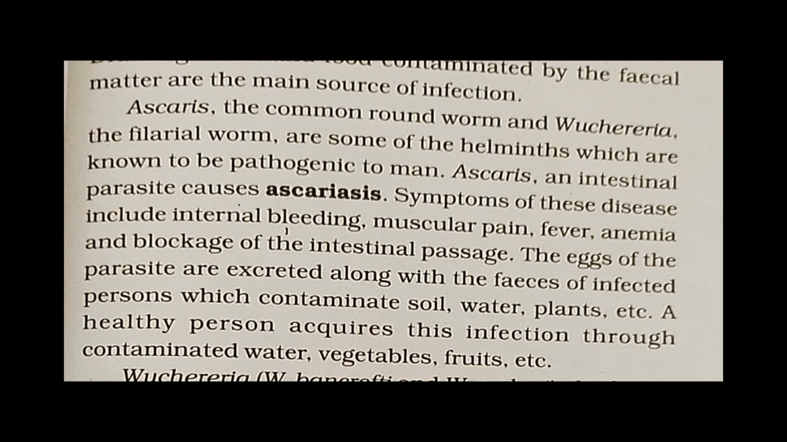Ascaris, the common roundworm, and Wuchereria, the filarial worm, are some of the helminths which are known to be pathogenic to man. Ascaris, an intestinal parasite, causes ascariasis. Symptoms of this disease include internal bleeding, muscular pain, fever, anemia, and blockage of the intestinal passage. The eggs of the parasite are excreted along with the feces of infected persons, which contaminate soil, water, plants, etc. A healthy person acquires this infection through contaminated water, vegetables, fruits, etc.